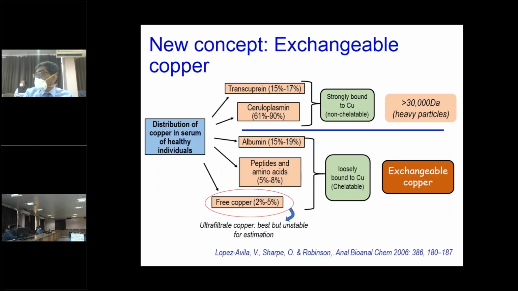This is a new concept which is called the exchangeable copper. Normally, copper is distributed in our body in the form of transcuprin and ceruloplasmin majorly, which is strongly bound and is not chelatable.